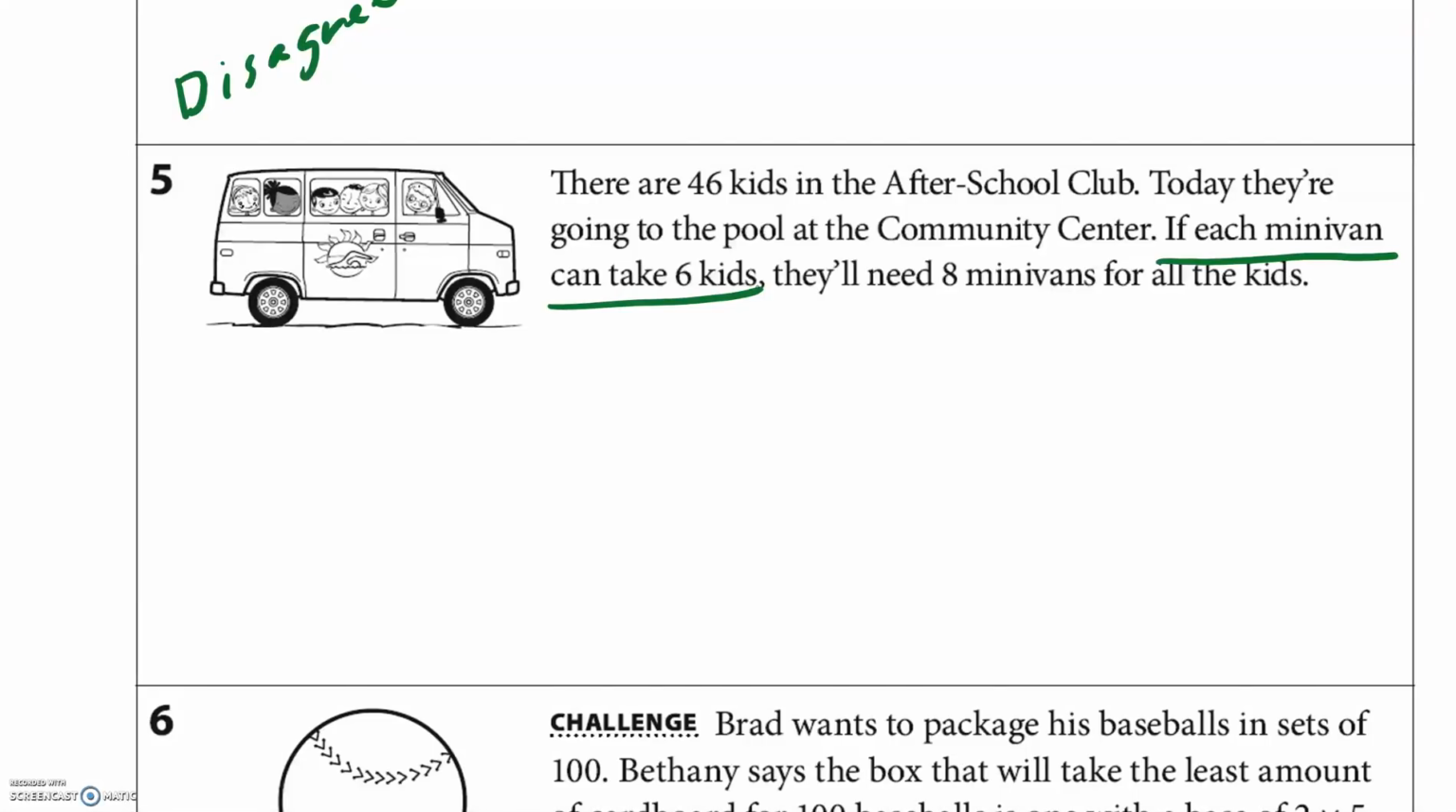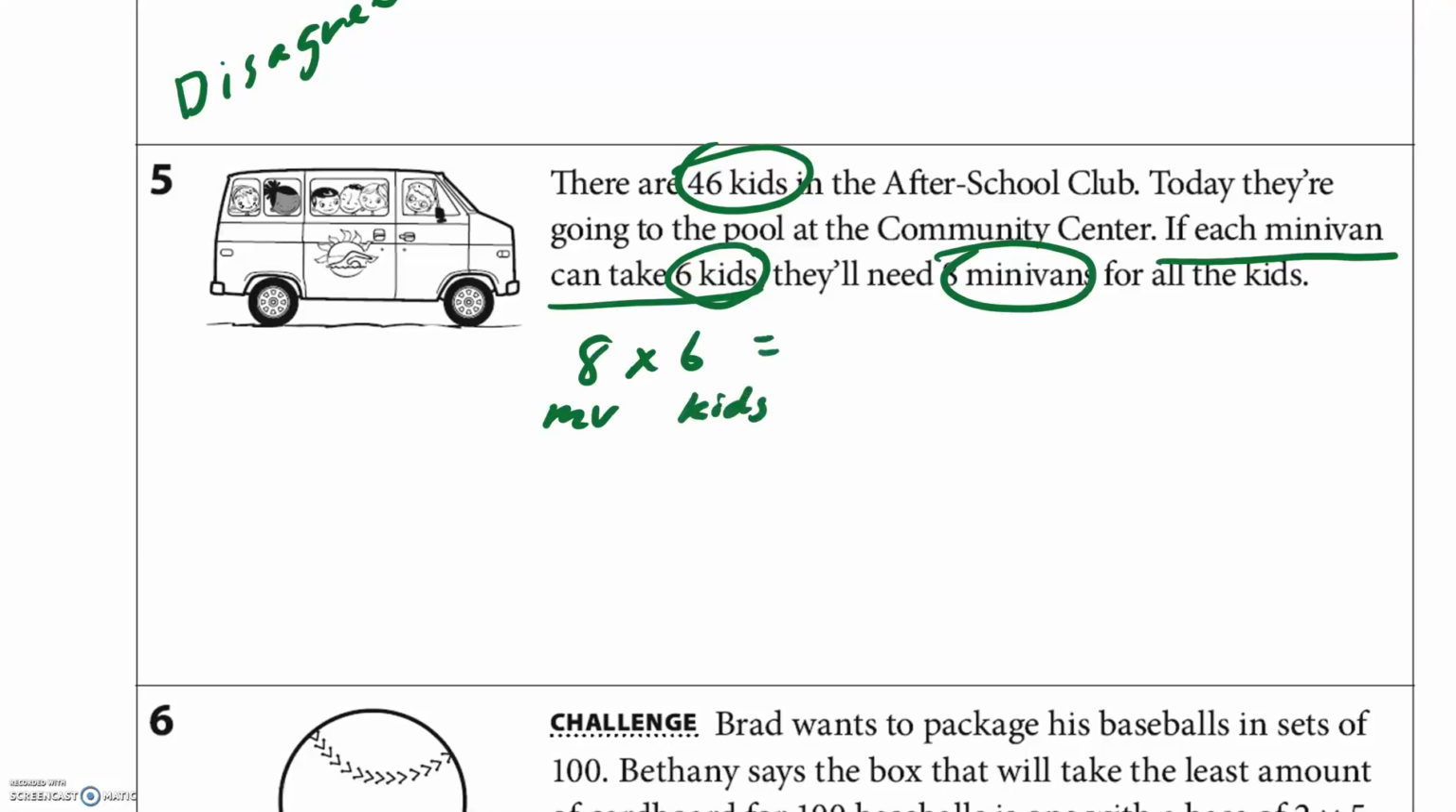Let's check it out. So let's just use that information, right? They said there's 6 kids per minivan, and they need 8 minivans, and we need to get to 46 kids. So let's do the math, right? 8 minivans times 6 kids equals 48 kids. Well, yeah, they're going to have enough. Yes. Agree, right?